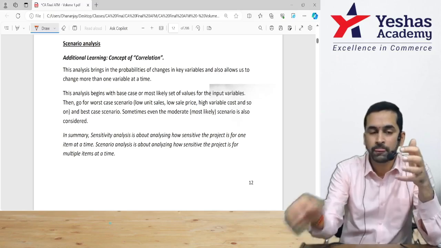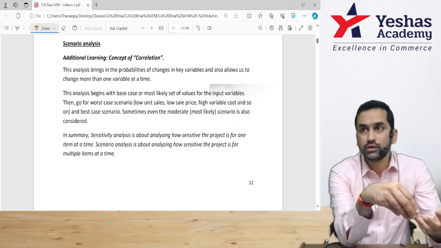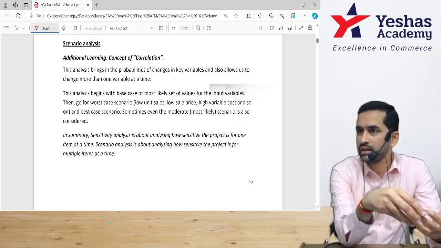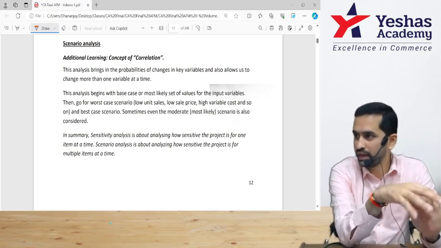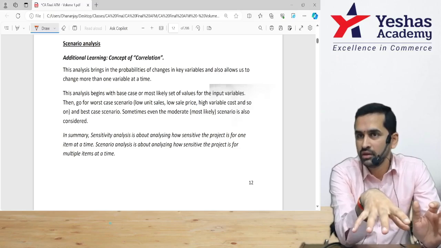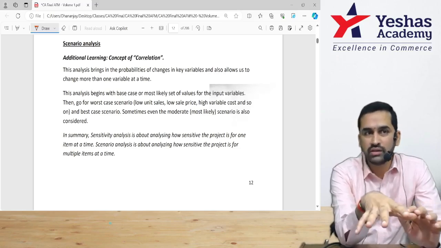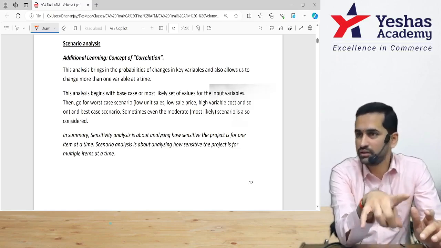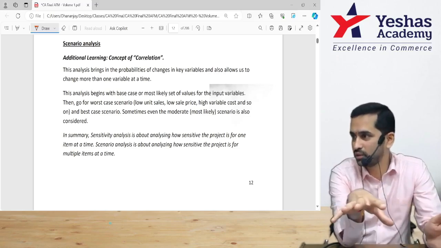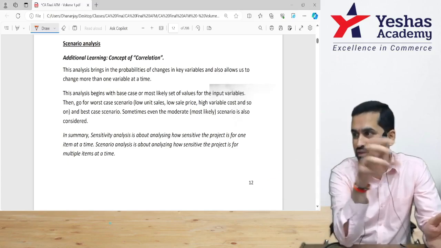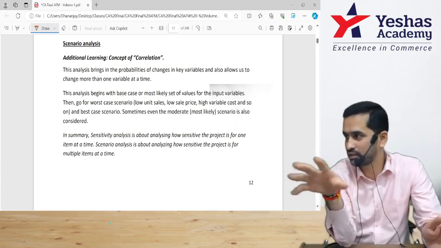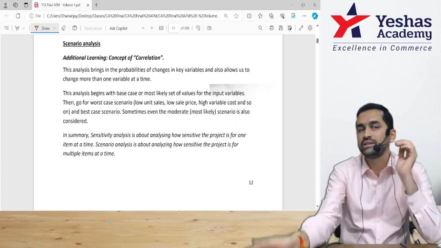Now tell me, sales quantity goes down, selling price goes down, variable cost goes up, fixed cost also goes up. Everything happens in same year. Now you can't use sensitivity analysis. For sensitivity, only one thing should change. Now all four things are going against you. Now that becomes a worst case scenario because everything is going in wrong direction, opposite direction. Then what is best case scenario?